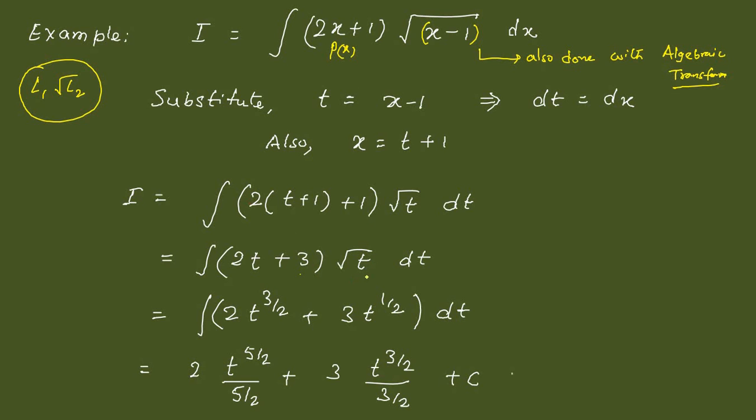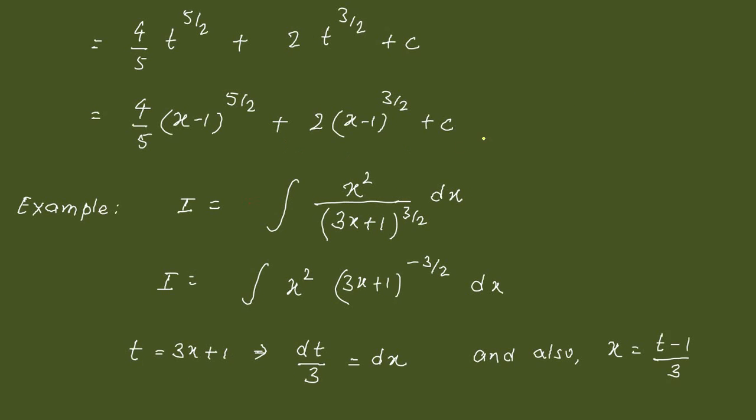We have to multiply with root t to each term, and we will get this as the final integration in terms of t. And since t was x minus 1, we will substitute it back to get this as the answer. Let us do some more complicated example, in which, here you can see, this is not so complicated, but still.